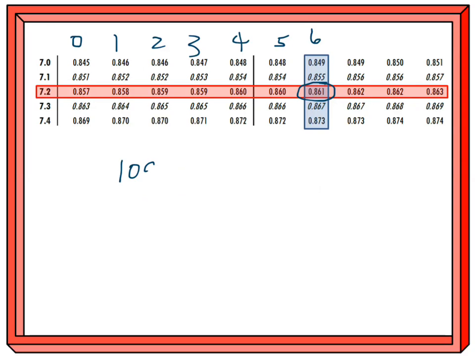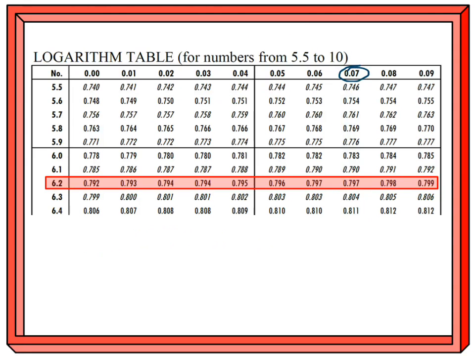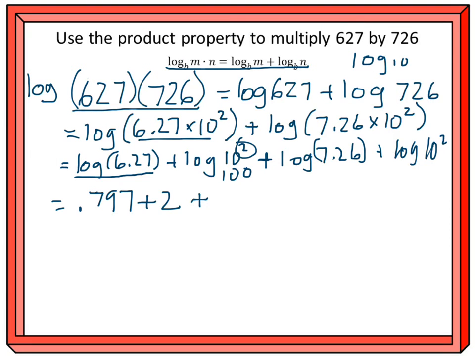So the log of 7.26 is equal to 0.861. Okay, and then finally plus from this one another 2. Okay, so let's just keep adding. So the 2 and the 2, that part's easy. That's equal to 4. And now by hand, I have to add these two decimal numbers.